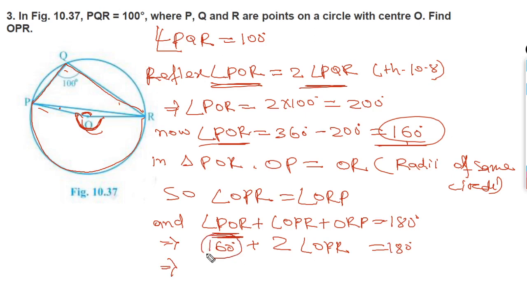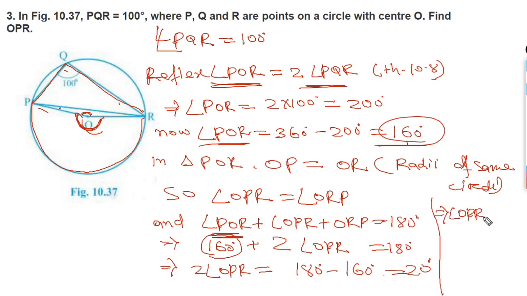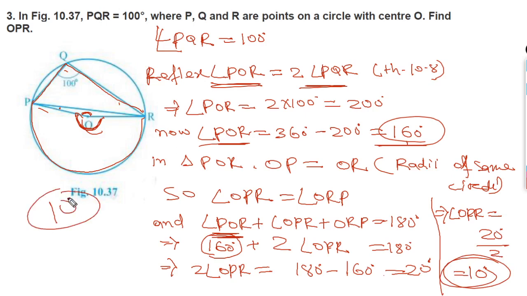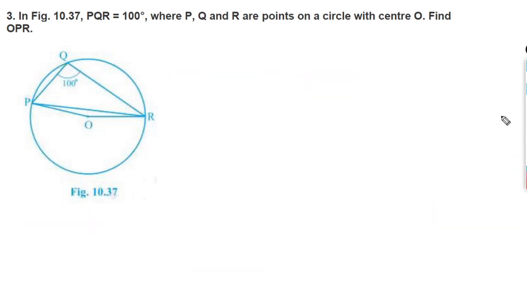Now we'll put this 160 degree to RHS. So 2 into angle OPR is equal to 180 degree minus 160 degree equal to 20 degree. Now we have 2 into angle OPR equal to 20 degree. Here we will find, implies angle OPR is equal to 20 degree divided by 2, which will be equal to 10 degree. So we got our answer, that is 10 degree for angle OPR. This angle is 10 degree. So this is it. Now we'll move to the next question.